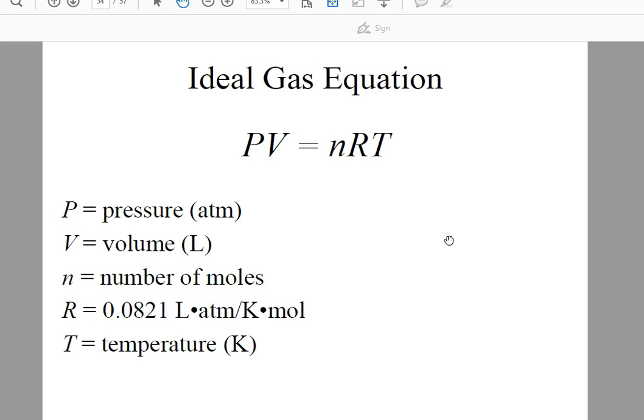So the pressure is going to be in atmospheres. The volume has to be in liters. This N stands for the number of moles. This R is what is known as a constant. So the R is that value. So you'll just plug in that number for R. This is R's units. Okay, it's not telling you to do this math. That's just the units on R. And then your temperature, of course, has to be in Kelvin.